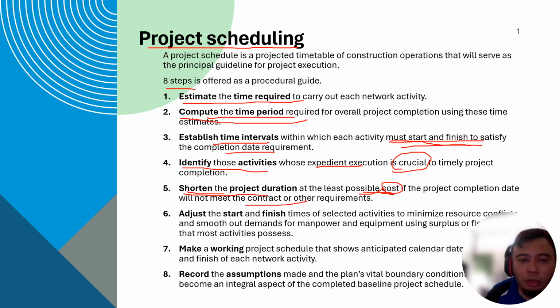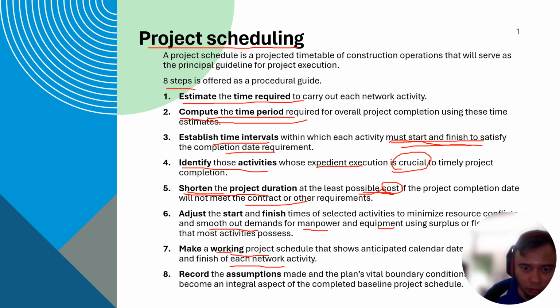And then the next step, once you remove all the float possible, you adjust the start and finish times of selected activities to minimize resource conflict. You want to minimize the resource conflict and smooth out demands for manpower and equipment using surplus. And then make a working project schedule that shows anticipated calendar dates and start and finish of each activity. So you come up with the overall project schedule.